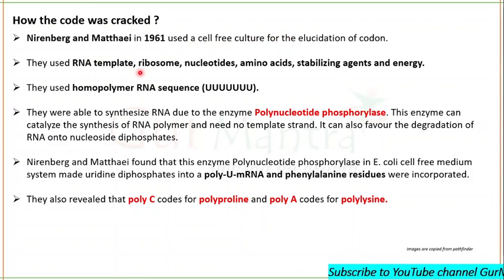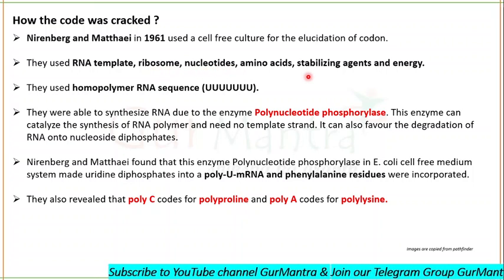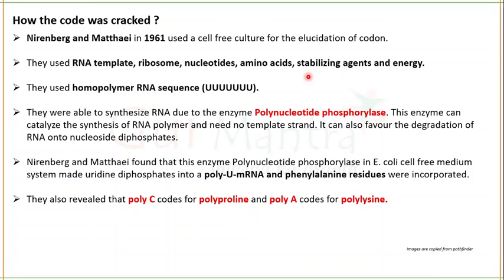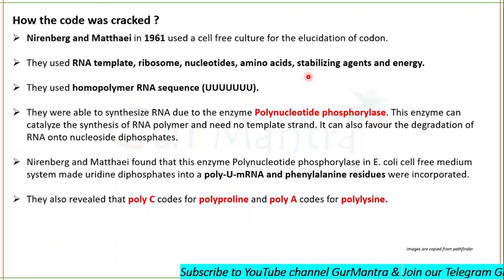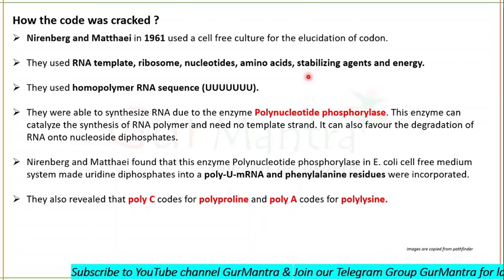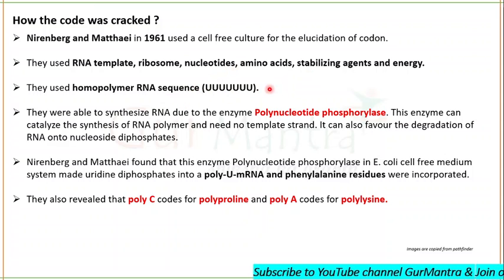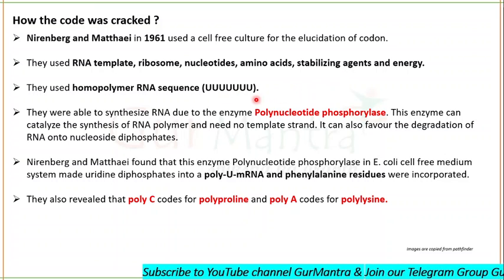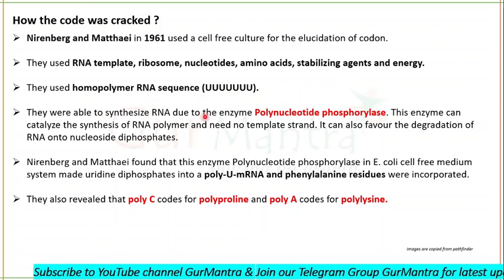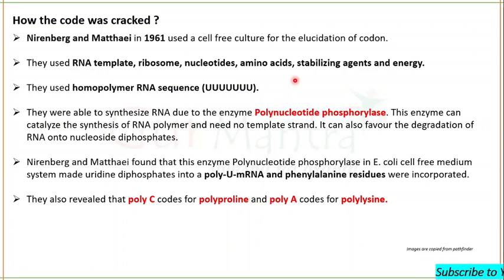They used RNA template, ribosomes, nucleotides, amino acids, stabilizing agents, and energy. Actually, they used everything that is required for the synthesis of RNA, for the translation of proteins, and for the generation of amino acids. They used homopolymers of RNA sequences like UUUU, CCCCC, AAA. They didn't use GGG at that time, but they did use UUU, AAA, and CCC.